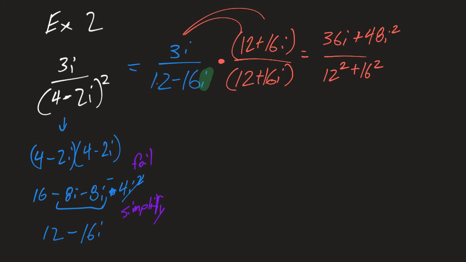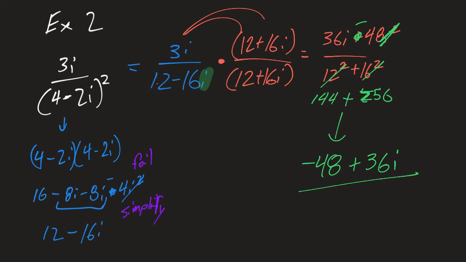So first thing I see, that i squared, that's just going to make this a negative 48, okay? And 12 squared is 144, and this is 256. So here we go. Here's what I've got. Negative 48 plus 36i, okay? Notice I rewrote it in order, okay? i always comes last.